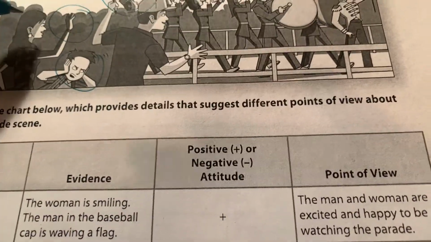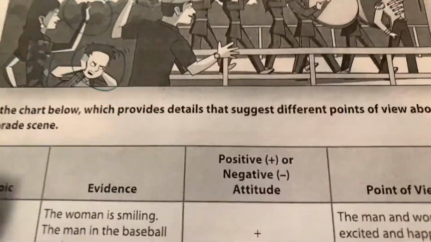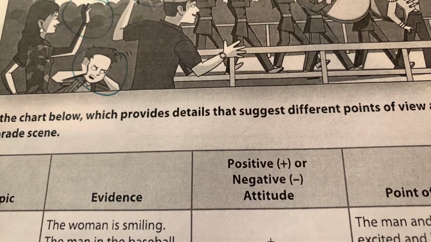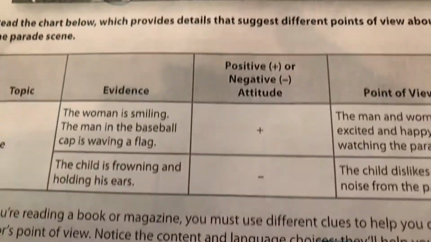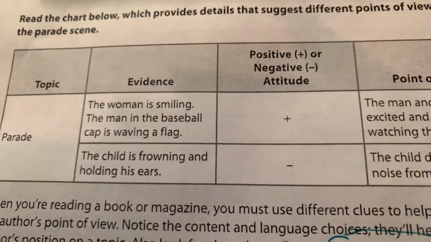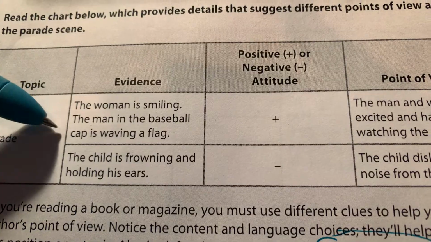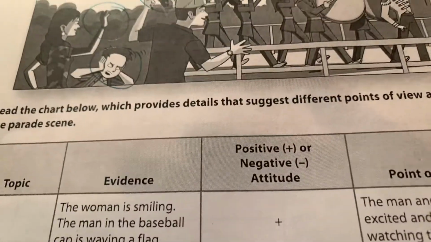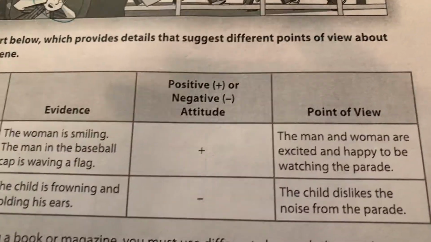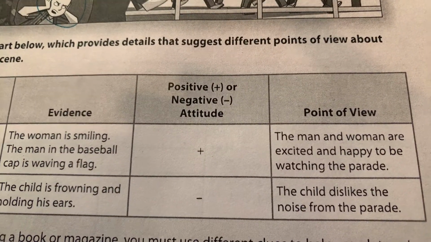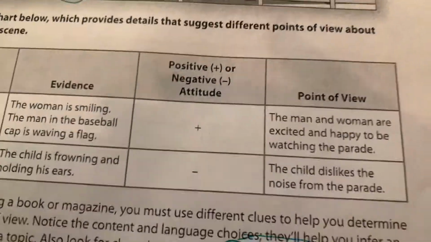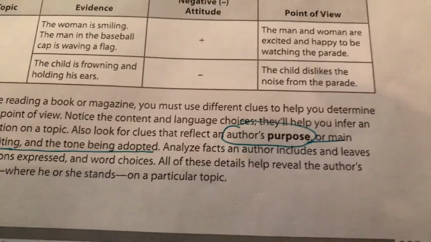Then we've got this little kid down here. Look at how happy he is right there. I don't think he's really a big fan of parades and or marching bands, which is really sad. So my evidence for this is that, again, our topic is still the parade, and the child is frowning and holding his ears. So if you see someone holding their ears at something, we can probably infer that that's relatively negative. So our attitude toward that is negative. And our point of view is that the child dislikes the noise from the parade, which sometimes can be a good or a bad thing.